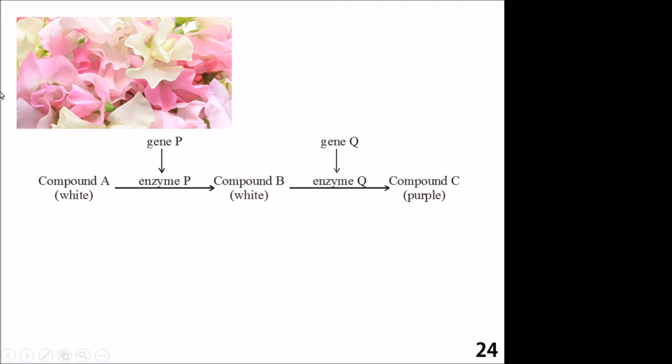Because default, this is white. Enzyme P will change it to another compound which is white, but this is a precursor that's required by enzyme Q to change it to purple. You need to have both functional enzymes in order to get the purple one. If you have a mutant on either side, a recessive phenotype on either of this pathway, you won't get purple.